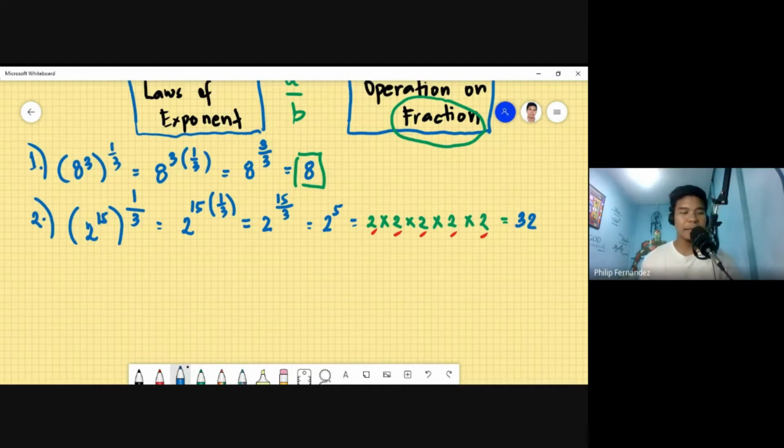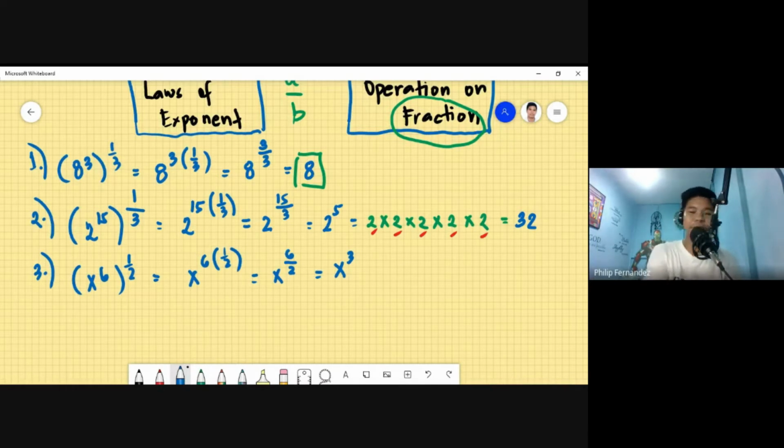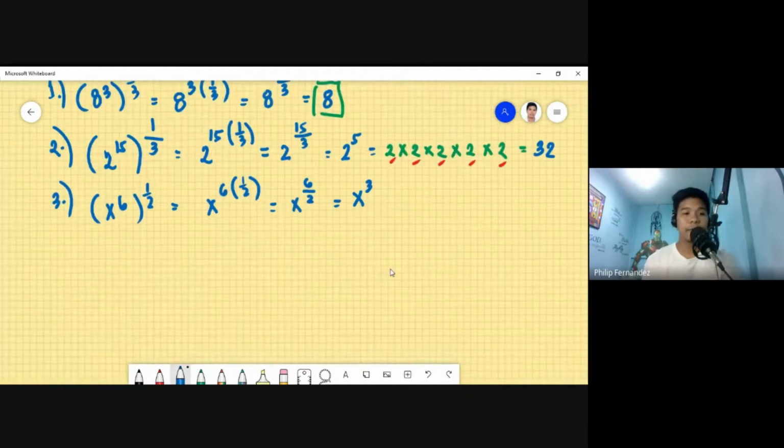Okay? So let's try naman kayo. Let's have this one. We are given here x to the 6th power raised to 1/2. So variable lang yan. So you don't need to evaluate that. So simplify, anyone? 6th power times 1/2. X muna, the base muna, x. So raised to the 6th power over x to the 3rd power or x cubed. Thank you for that. So your answer is x cubed.